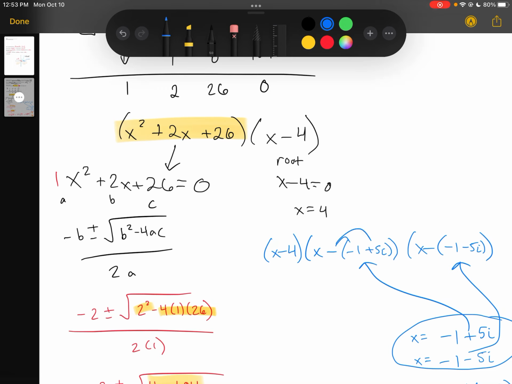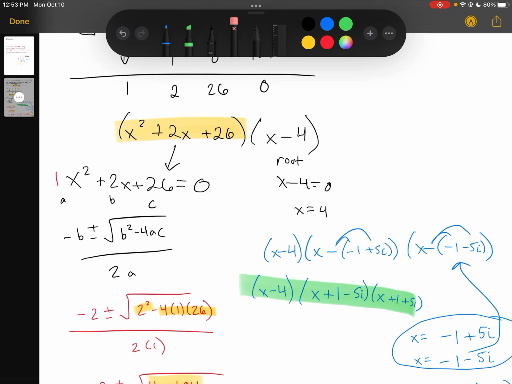And from there, last step, distribute in our 1, and we can simplify. So left with x minus 4, and then x plus 1 minus 5i, and then x plus 1 plus 5i would be our full, final, beautiful answer. So that would be our factored form, including our imaginary roots.